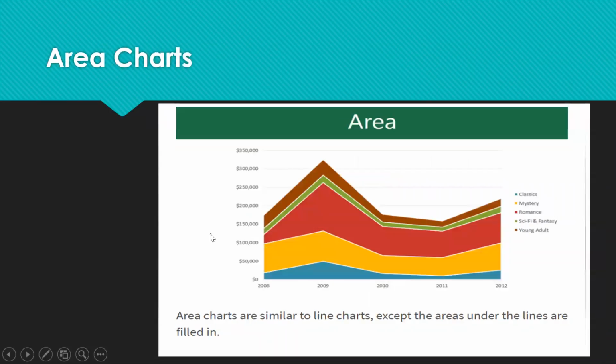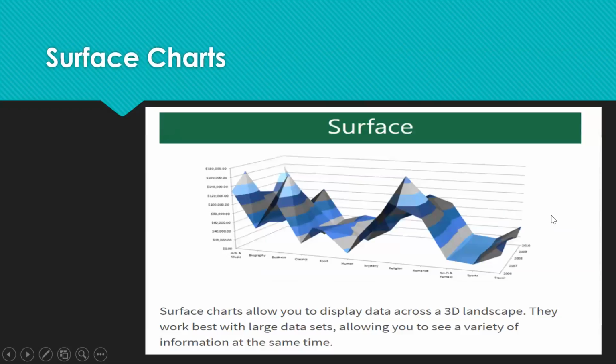Then we have area charts. Area charts are similar to line charts, except the areas under the lines are filled in. You can see the area is also filled in. It's similar to line charts, but the colors are filled in for this particular chart. Now we have the surface chart. A surface chart will help display data across a 3D landscape.